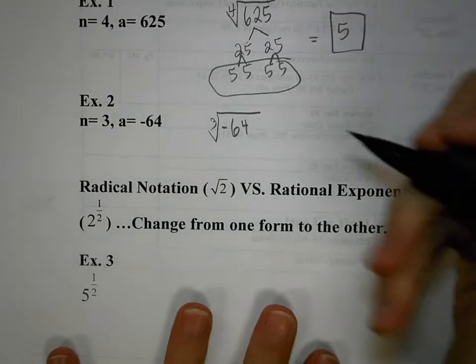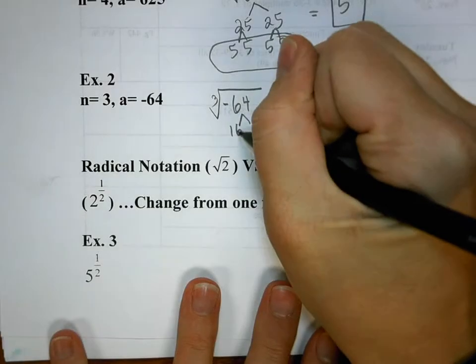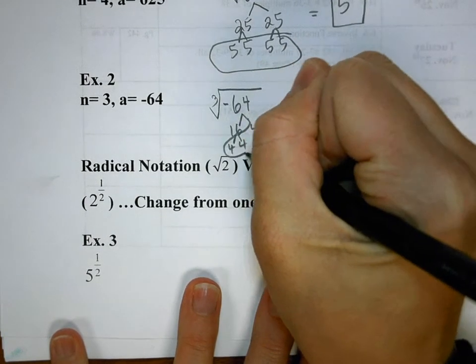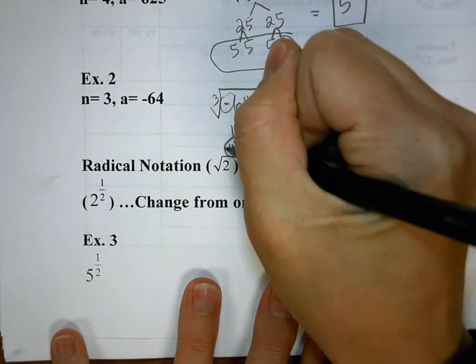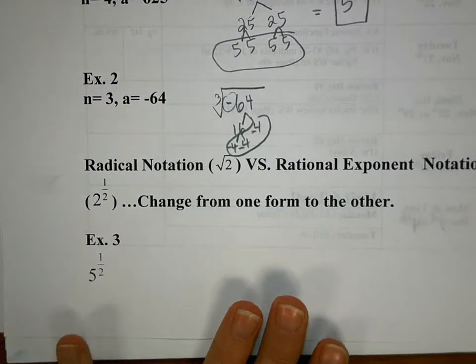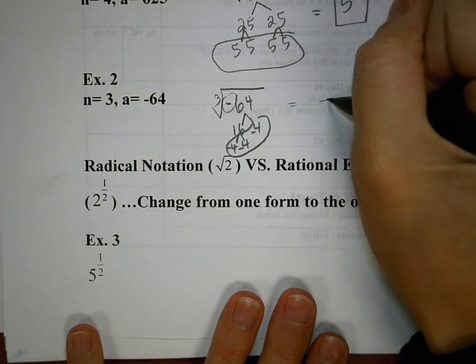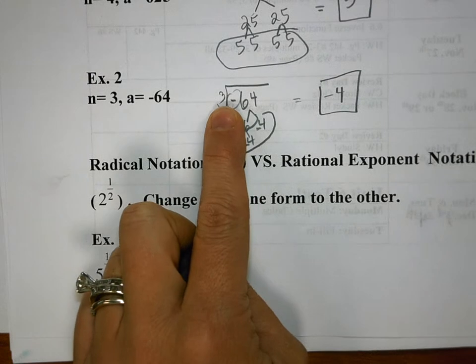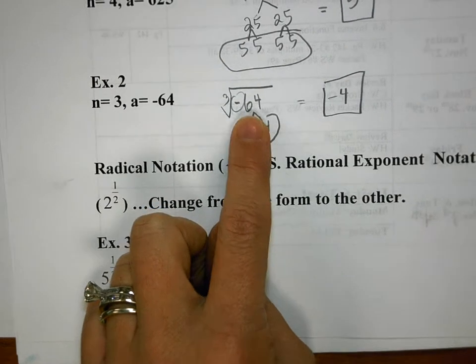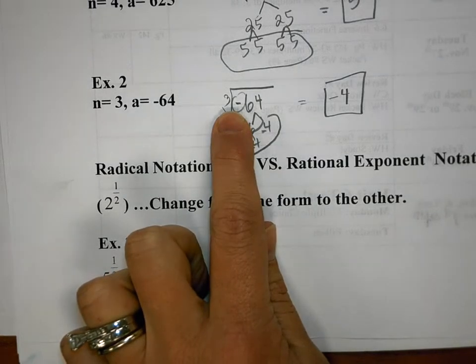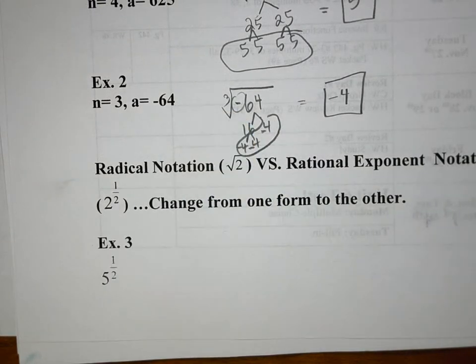Okay, 64 breaks down to 16 and 4, and 16 is 4 and 4. So I need 3 for a group, but because this is negative, these could actually each be negatives, because those all multiply to make a negative 64. This answer is negative 4. So again, anytime that you have an odd root and there's a negative inside, the answer is just going to be negative. If this had been a 2, then you would have had an i. So even roots, you get i's. Odd roots, you just get a negative.